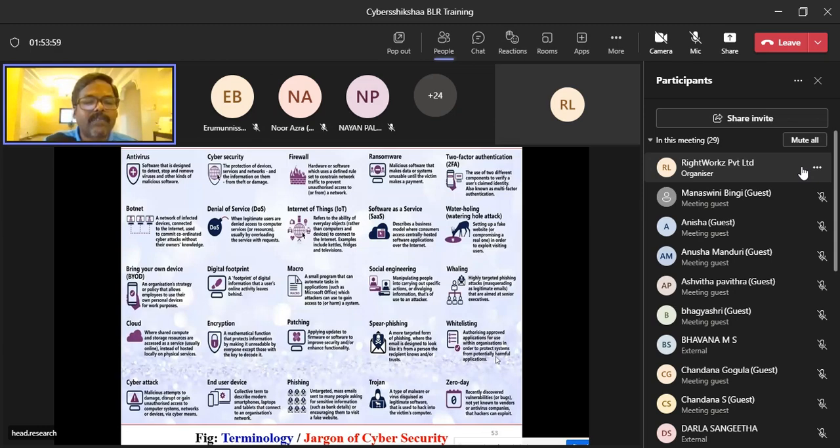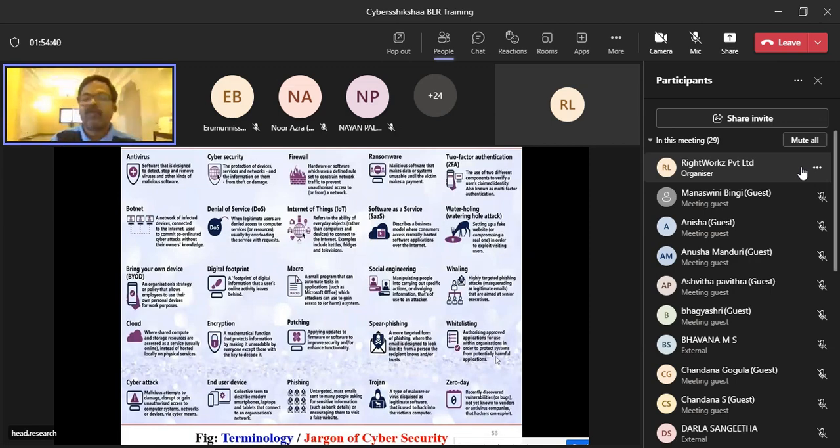Encryption is a mathematical function that protects information by making it unreadable by everyone except those with the key to decode it. Patching. Patching is nothing but applying updates to firmware or software to improve the security and/or enhance functionality. And spear phishing. Spear phishing is a jargon of cyber security, a more targeted form of phishing where the email is designed to look like it is from a person the recipient knows and/or trusts. That is called spear phishing.